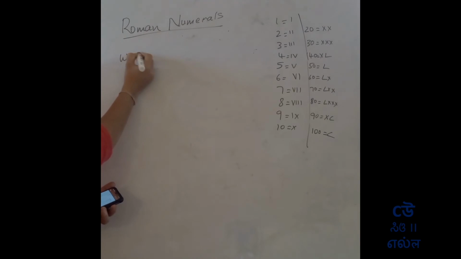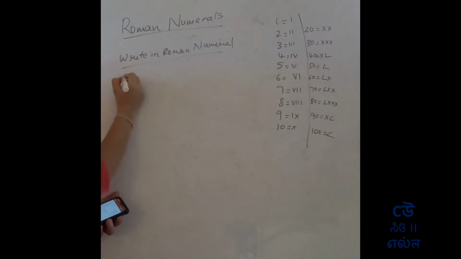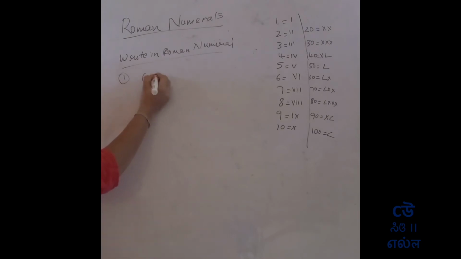So we have to write the given number in Roman numerals. First one is 69 they have given. So for 69, first we have to split this number. We have tens place and ones place. So the tens place will split as 60, and the ones place you will write as it is. Because in the tens place we'll have tens, that means 60, and then 9.